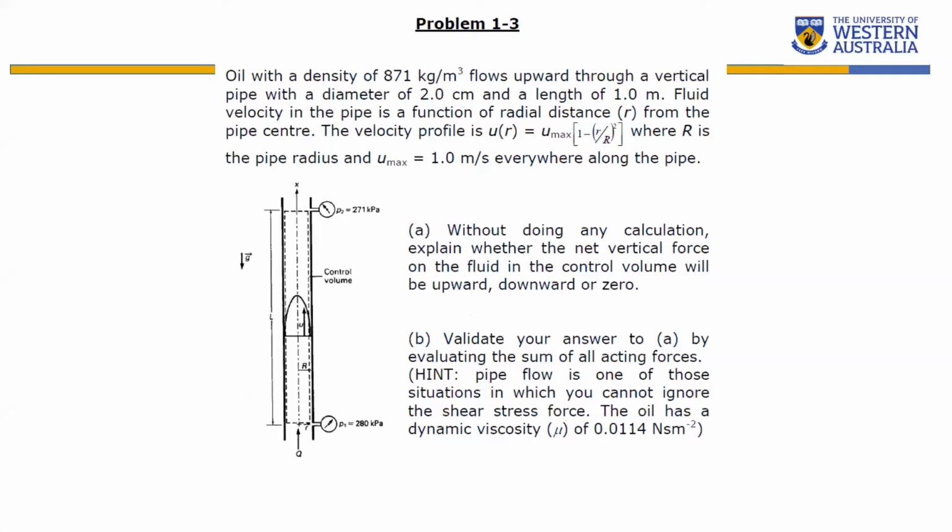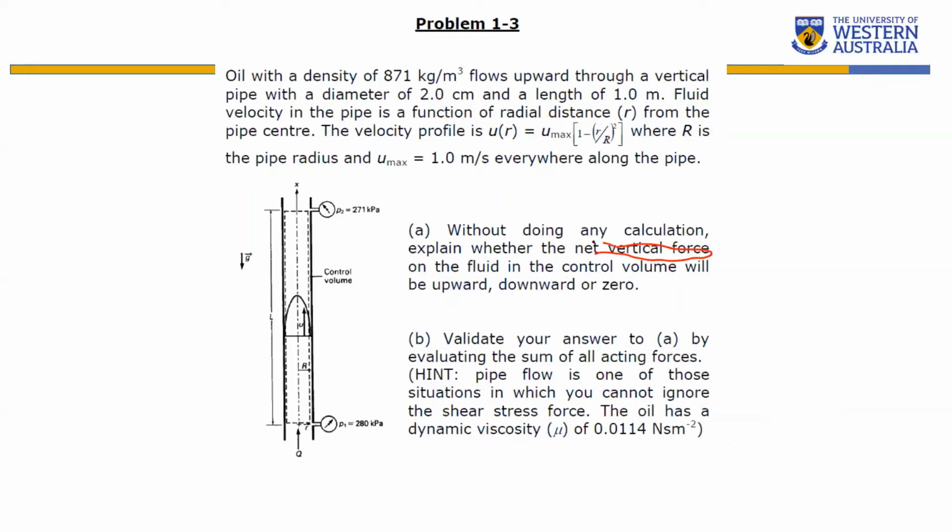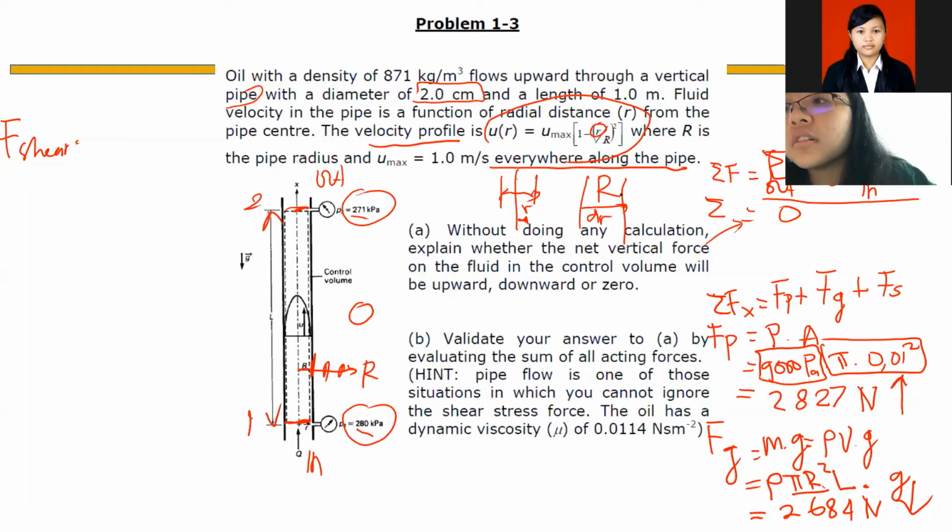Oil with density. First, without doing any calculation, explain whether the net vertical force on the fluid in the control volume will be upward, downward, or zero. So we know that in this net vertical force, it means that in this case, the maximum is 1 centimeter.